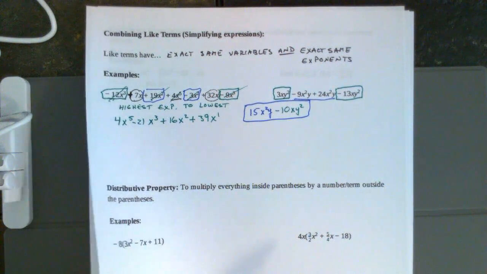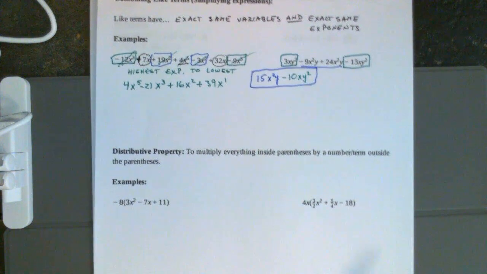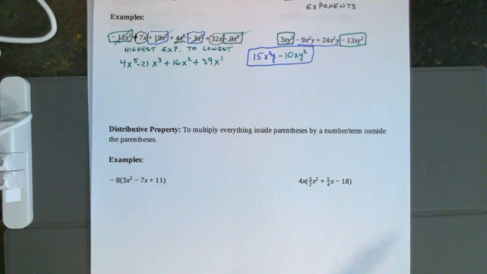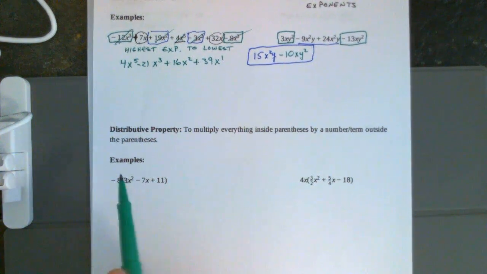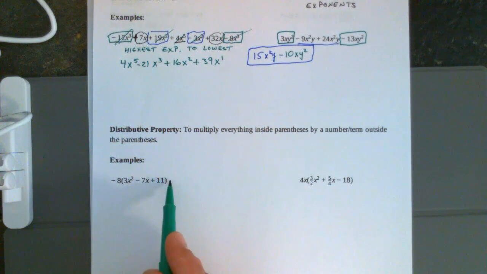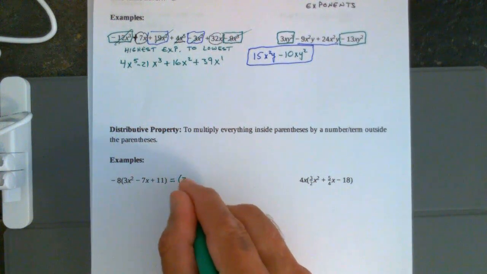The next thing we're going to talk about is the distributive property. And to distribute simply means to multiply everything inside the parentheses by a number or term that's outside the parentheses. It doesn't matter whether the number is in front or behind. So this would be the same thing as if it were written this way.